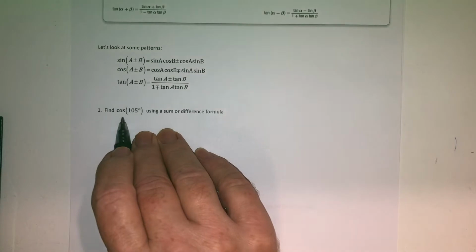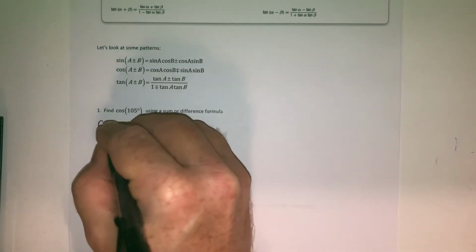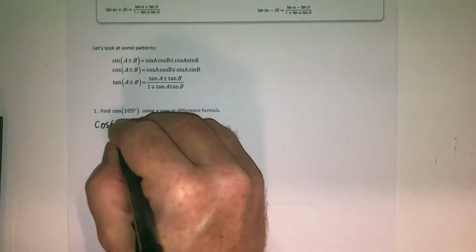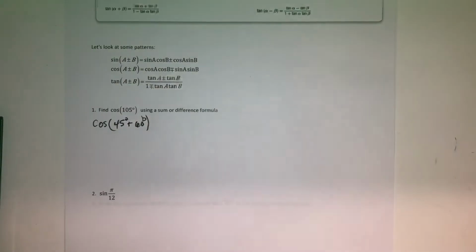And we'll start with example 1, which says find the cosine of 105 degrees using a sum or a difference. Well, I'm going to use a sum, and I'm going to use the fact that 45 degrees plus 60 degrees is equal to 105. So I'm going to rewrite the cosine of 105 as the cosine of 45 degrees plus 60 degrees. All right. And then I'm going to use my sum identity.